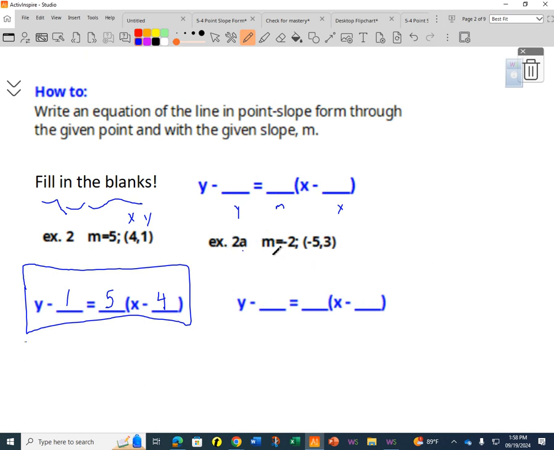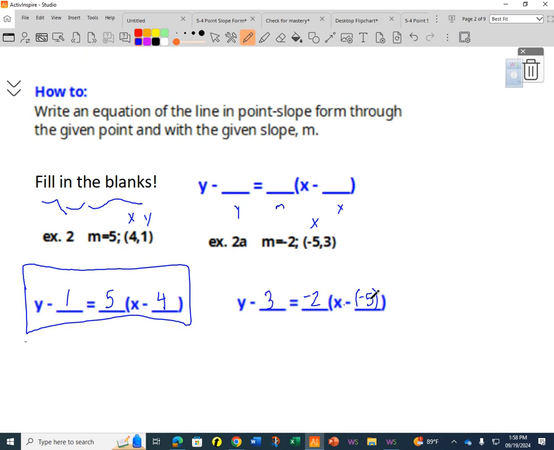All right, so let's look at example 2a. The slope is -2. That part's always pretty simple. Now this is our x coordinate. It goes next to our x. It's a -5. Our y coordinate is a +3.